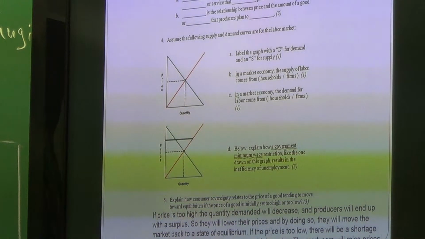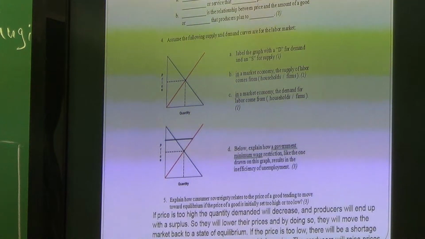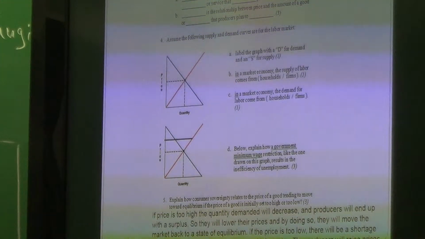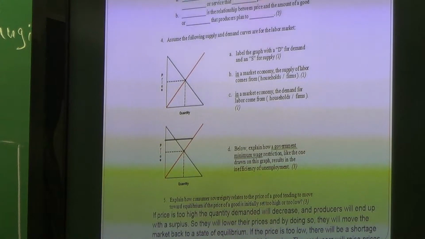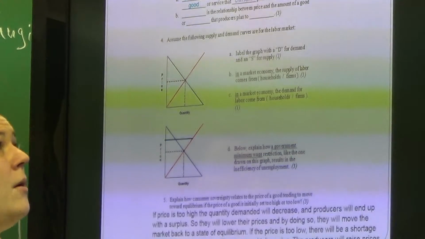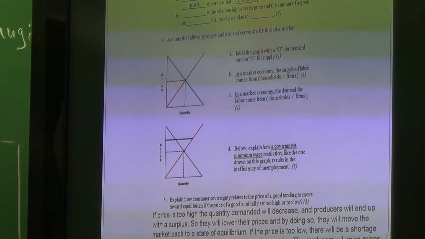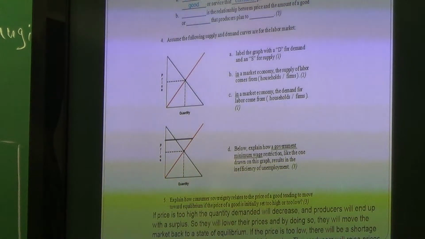So if we're talking about planning to buy, are we talking about suppliers or demanders? Demand. Would it be the quantity demanded, or just demand? Demand is the relationship between price and the amount of a good or service that consumers plan to buy.